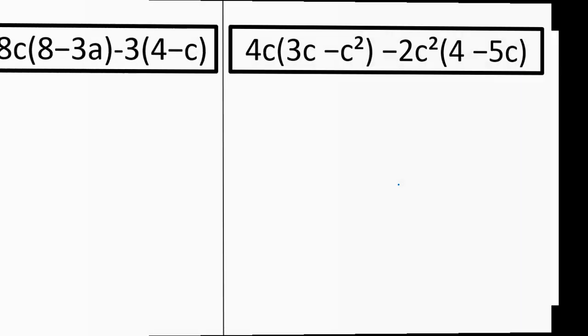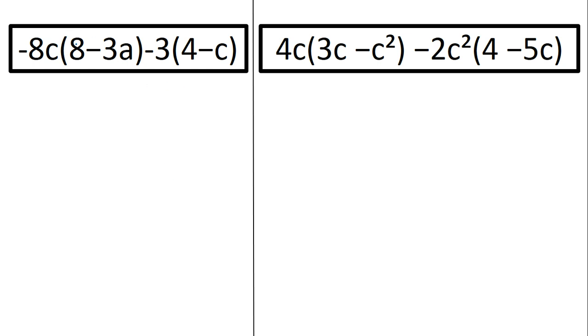Moving on. Now again, another little complicated question. So minus 8c times 8, again, you multiply. A minus multiplied by a plus is always a negative answer. 8 times 8 is 64, and then C is just there, so you just write it down. 64C. And now again, minus 8C times minus 3A.